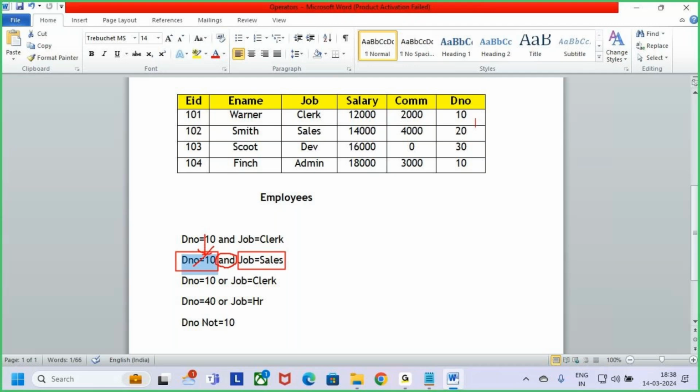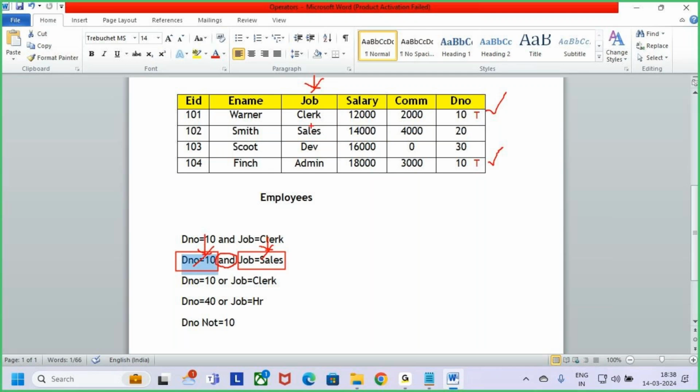First condition is department number is equal to 10. Now see, here there is one employee working in the 10th department, so the first condition is true. Here also there is one employee working in the 10th department, so the first condition is true. Next, my second condition is job is equal to sales. Under the job column, here is the sales. There is one employee, Smith, working as a salesman, but in which department? 20.